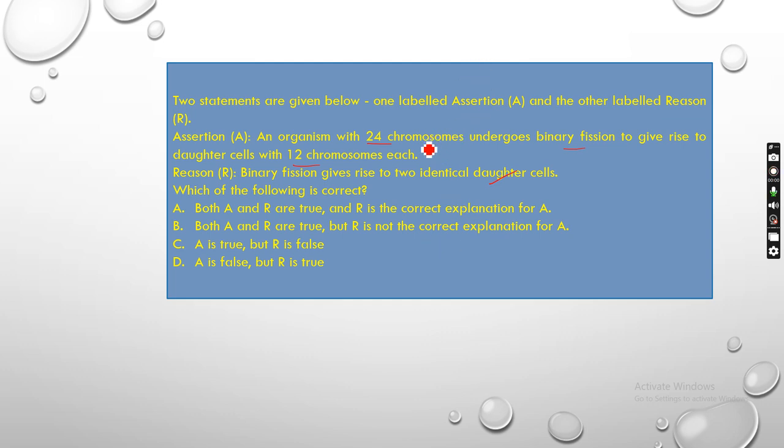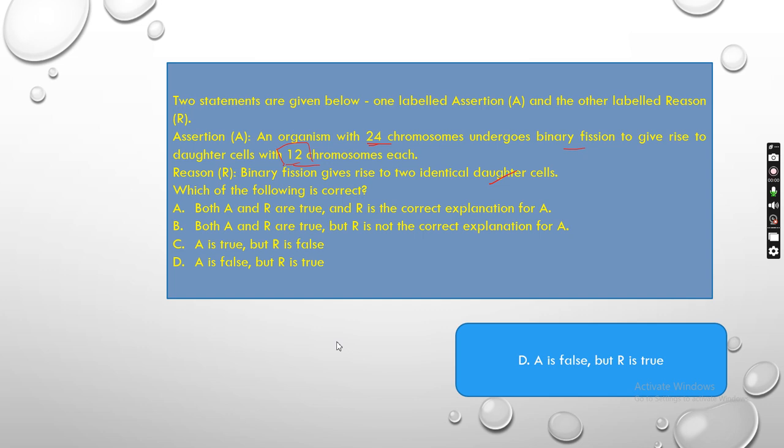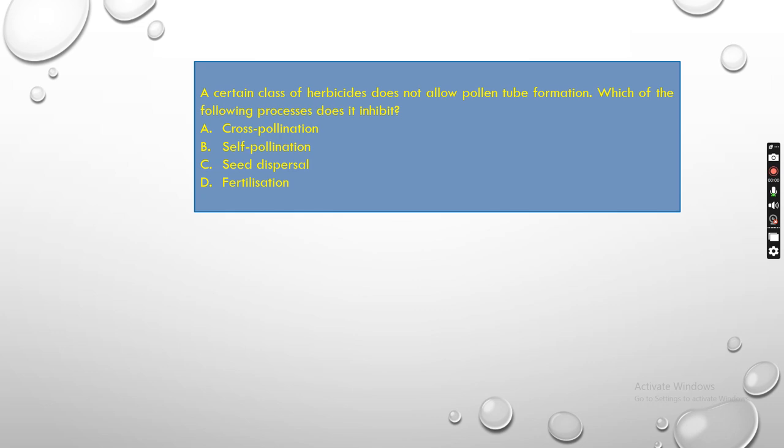First statement you check. Earlier it was 24, now 12. Binary fission means asexual reproduction, so in asexual reproduction you cannot have 12 chromosomes. It gives an equal number of chromosomes. If it is 24, then 24 chromosomes are seen in the daughter cells. But here it is half, so that is wrong. The reason, binary fission gives rise to 2 identical daughter cells, is correct. So A is false, R is true. So option D will be the correct answer.